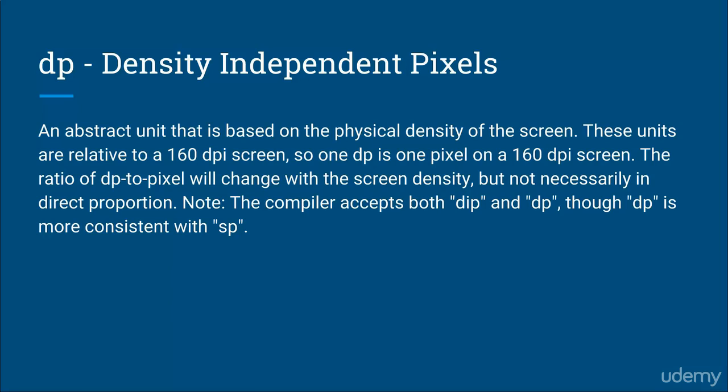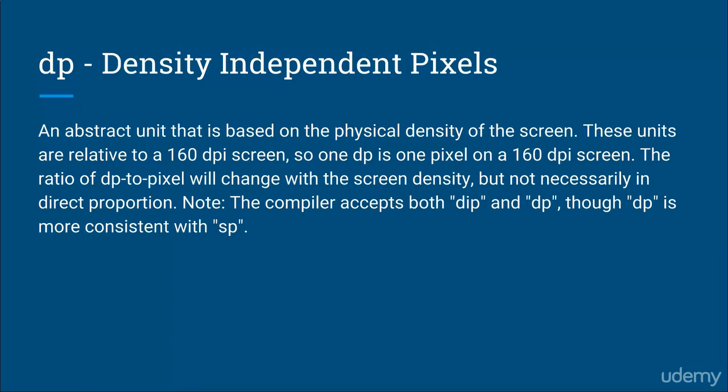DP, density independent pixels. So an abstract unit that is based on the physical density of the screen. These units are relative to a 160 dpi screen, so 1 dp is 1 pixel on a 160 dpi screen. The ratio of dp to pixel will change with the screen density, but not necessarily in direct proportion. Note, the compiler accepts both DIP and DP, though DP is more consistent with SP.